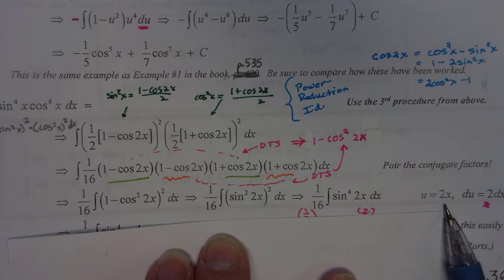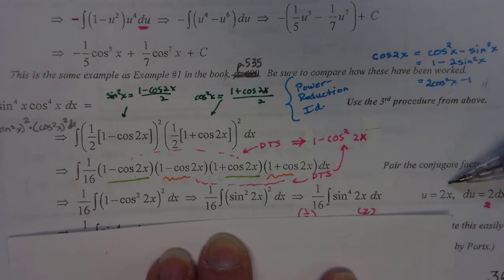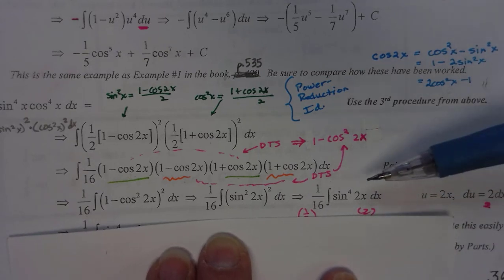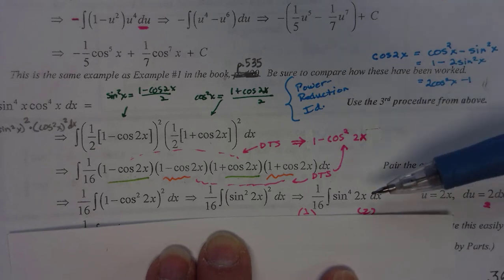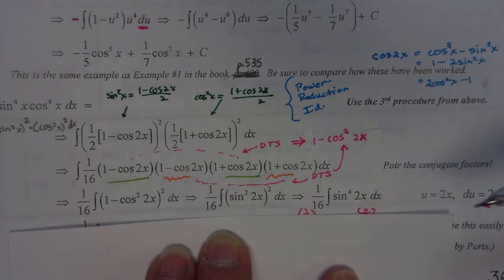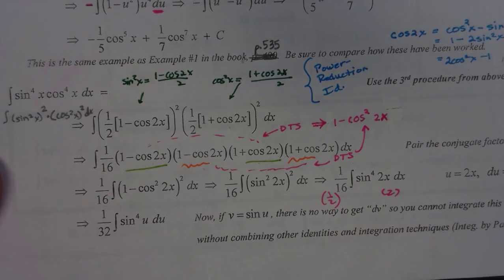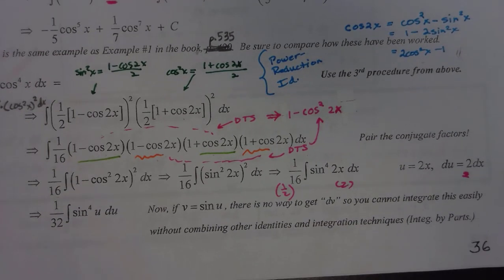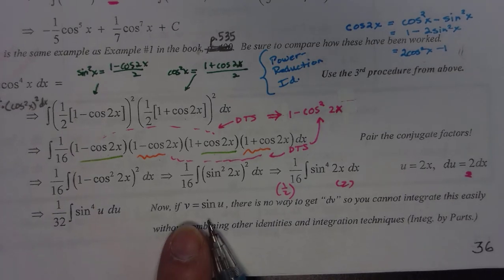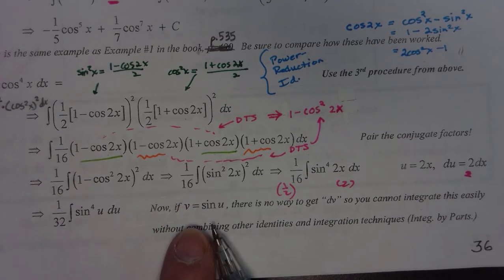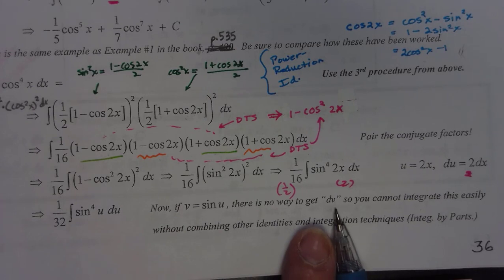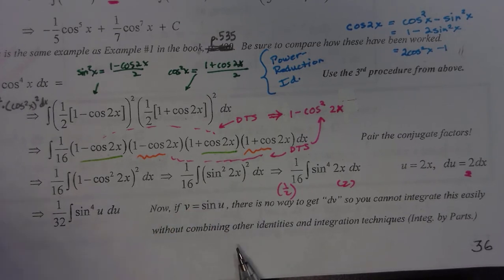Here's my u. In this case, my u has to be 2x because there's no factor of cosine. I can't make my u sine. My u has to be 2x, my du is 2 dx, and I need to multiply and divide by 2. And there is your nice answer. Again, if you made v the sine of u, there's no way to get your dv because you cannot get the cosine u du.